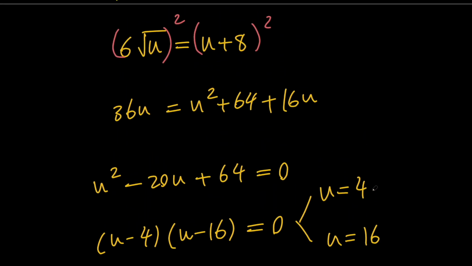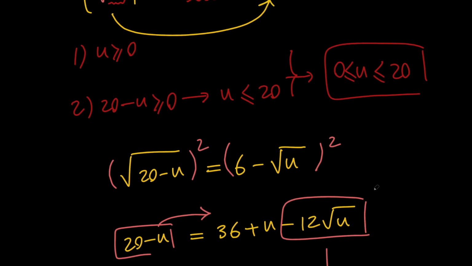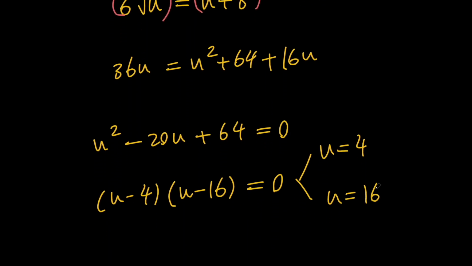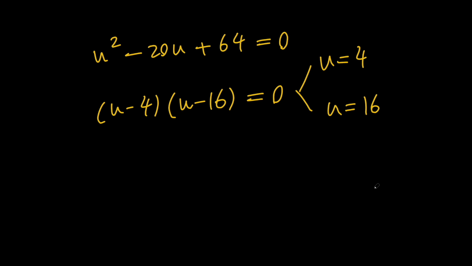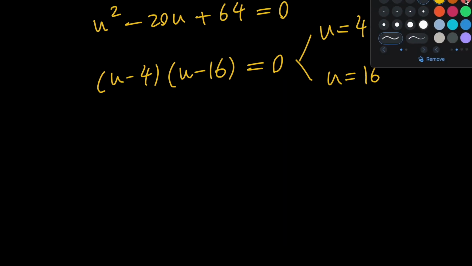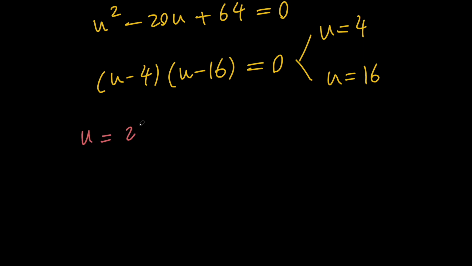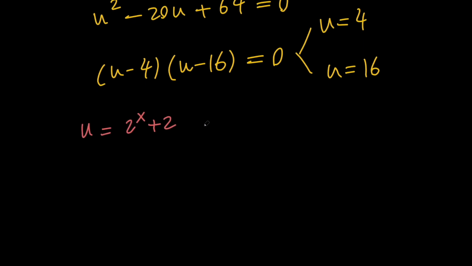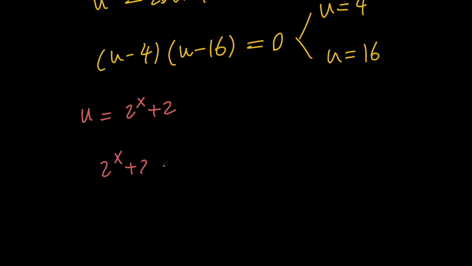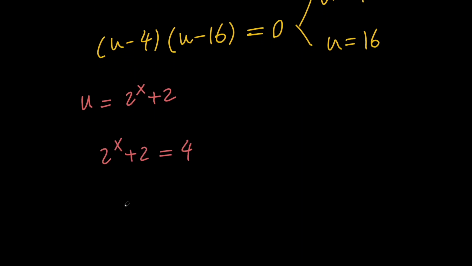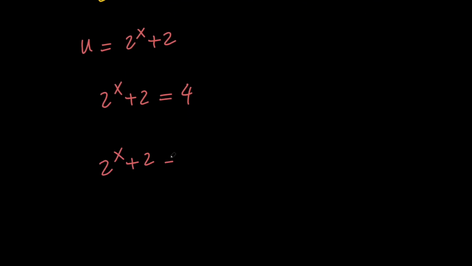And remember that we wanted u to be between 0 and 20, and since both 4 and 16 are between 0 and 20, that means that both of these two values are valid solutions. Now remember that u is 2 to the x plus 2. That means that 2 to the x plus 2 is either equal to 4 or 2 to the x plus 2 equals 16. This gives us 2 to the x equals 2 or 2 to the x equals 14.